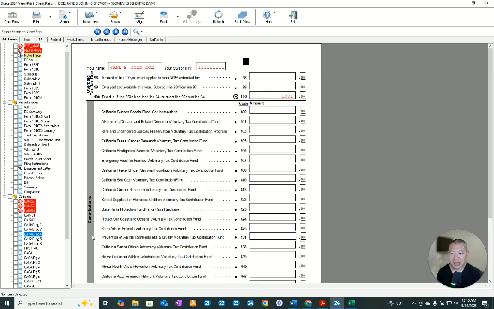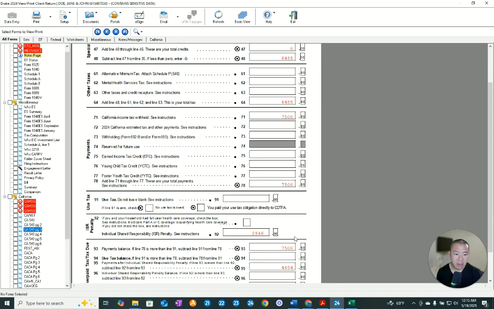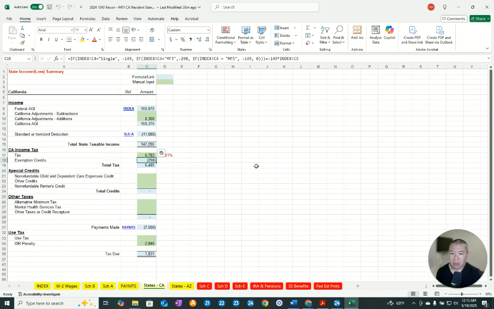And of course, if they didn't have that penalty, they would get a refund. Everybody's situation is different. So if we go back to here, it matches. They owe $1,831. And like I said, if they don't have the penalty, they would get back $1,015. But we're going to assume that they don't have health insurance.